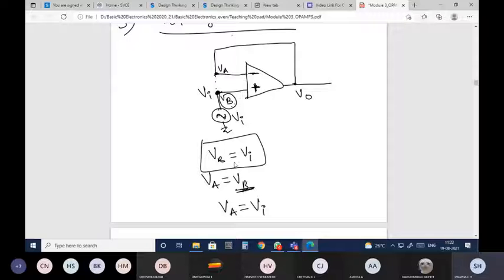So VA is equal to VB. You know what VB is? VB is nothing but VI. So VA is equal to VI. This I name as equation 1.